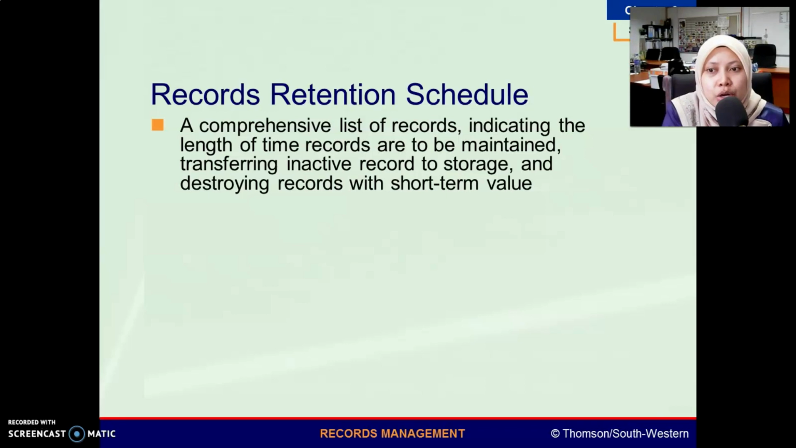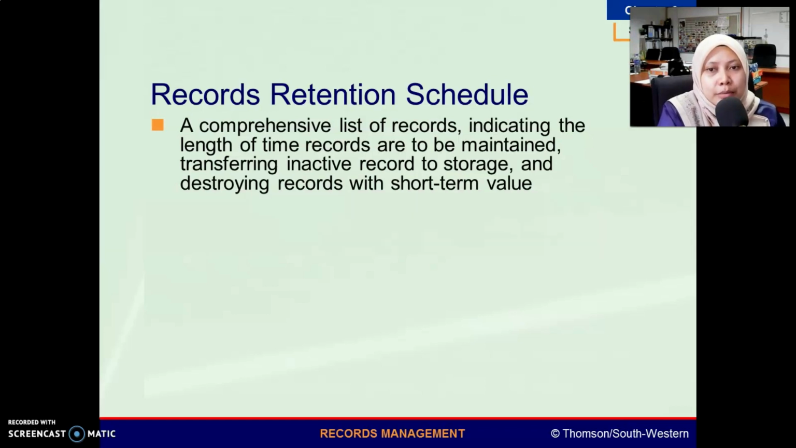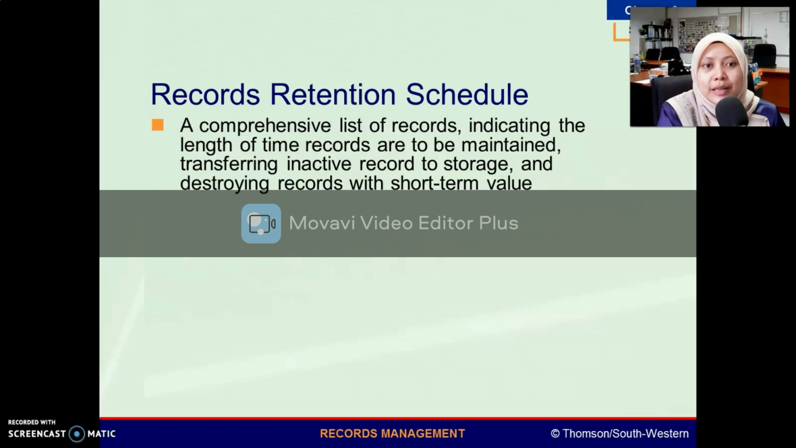So when we talk about the retention schedule, dia adalah schedule berkaitan dengan senarai record yang ada dalam company you, dan dalam masa yang sama dalam senarai itu akan ada maklumat berkaitan dengan berapa lama record you akan simpan dan bila you akan transfer kepada inactive storage ataupun storeroom, dan bila you akan destroy the record, especially record yang mempunyai short term value.